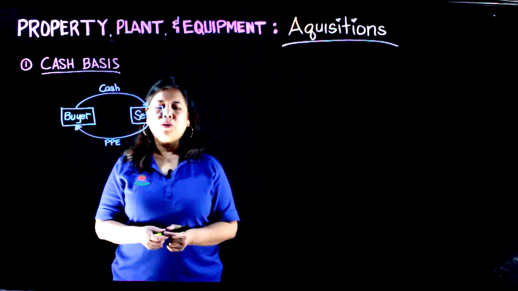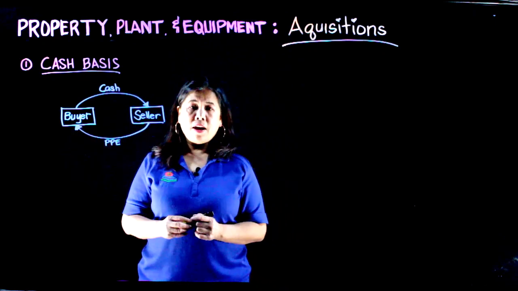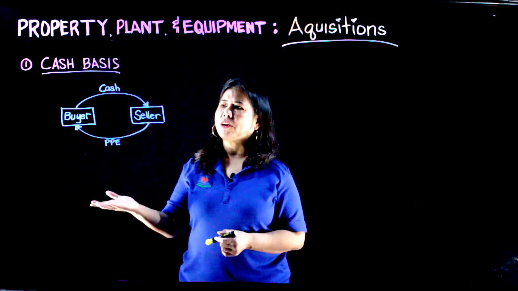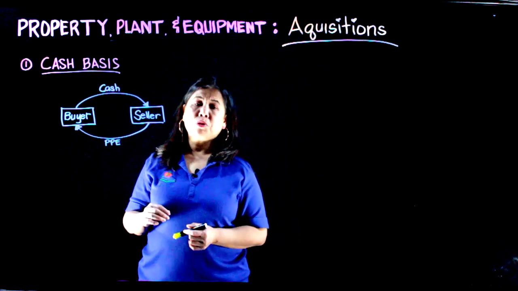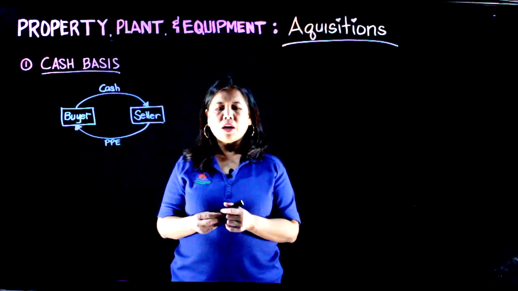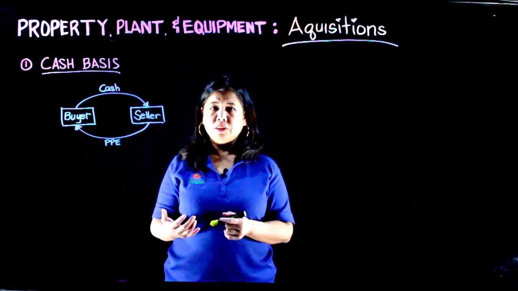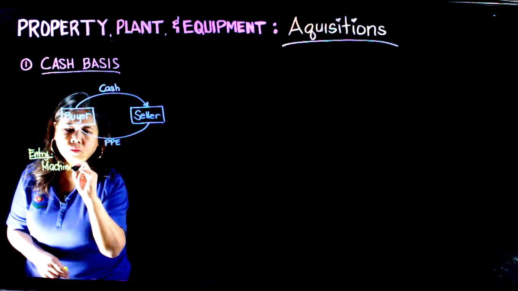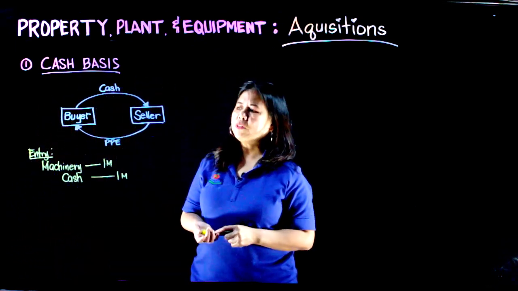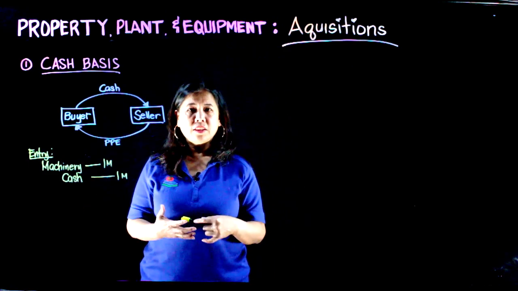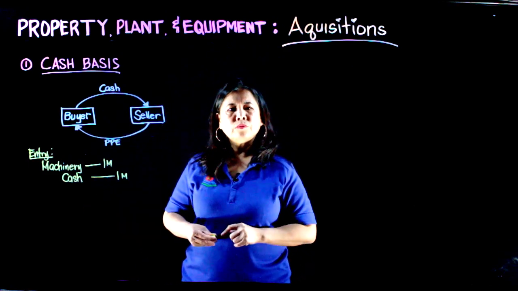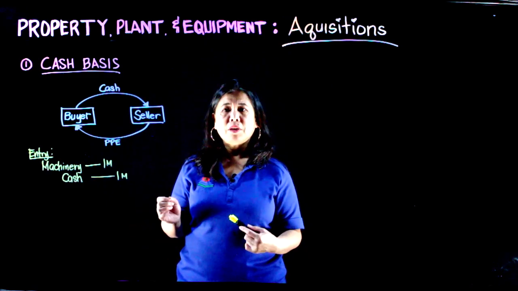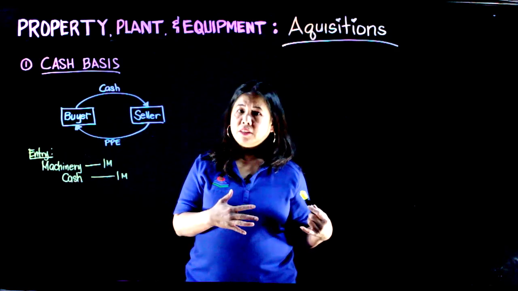Let's say, for example, na-purchase ng buyer ang machinery worth 1 million. So, 1 million ang binigay ng buyer to the seller and the seller gives the PPE. So, we debit our machinery of 1 million and we credit the cash of 1 million. Kung bumili naman ngayon ang buyer ng equipment, then we debit the equipment and we credit the cash.